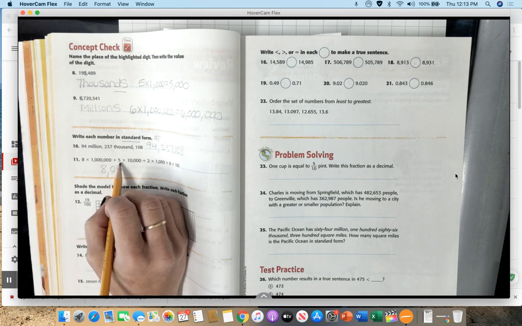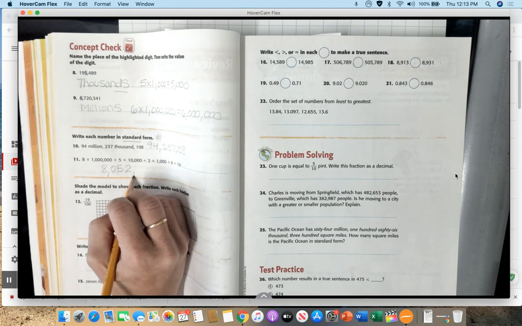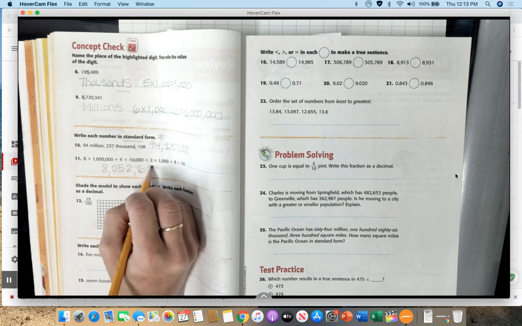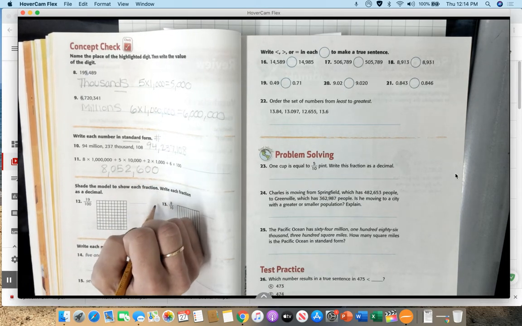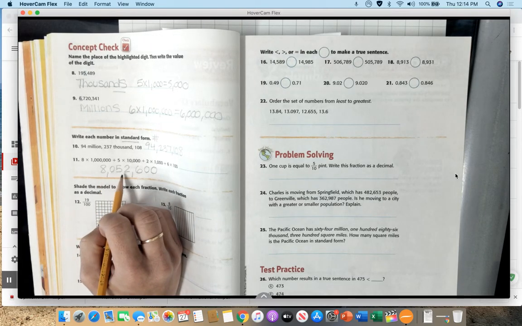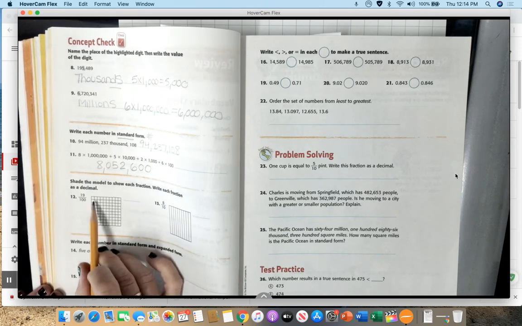So that tells me there was a 0 sitting in the 100,000s. This 5 is in the 10,000s, and there it's sitting there. I have a 2 in the thousands place, and then just a 6 in the hundreds place, which means there is a 0 in the tens and a 0 in the ones. So your number for number 11 is 8,052,600.